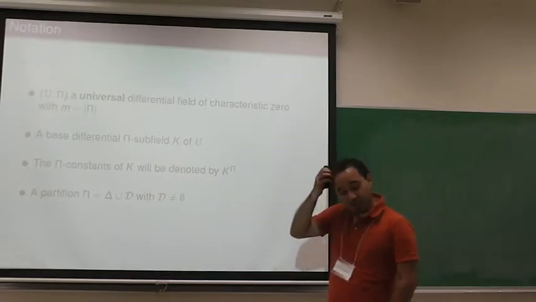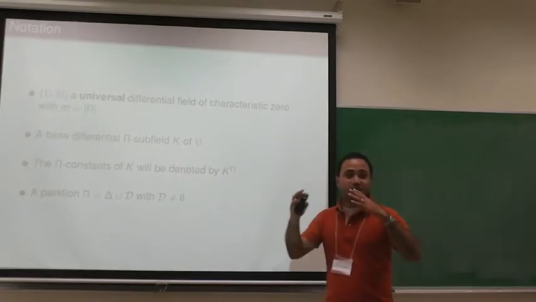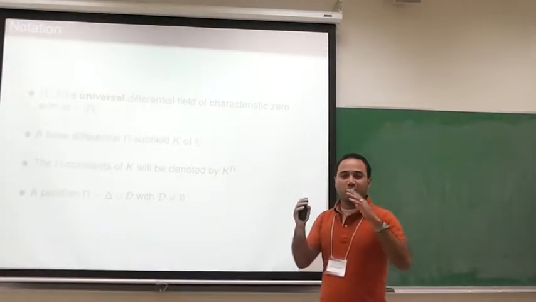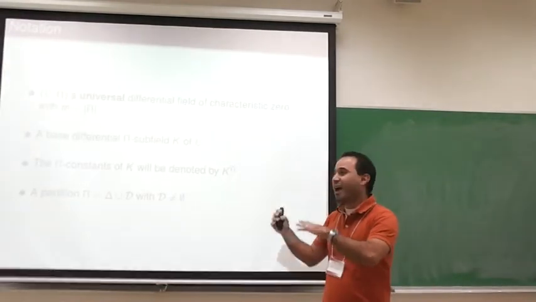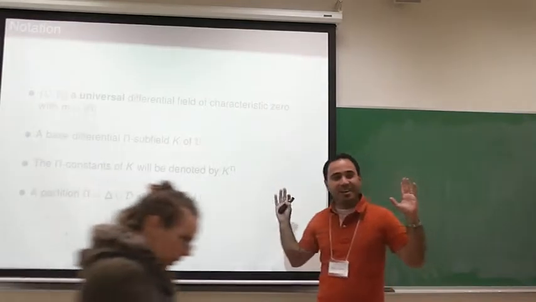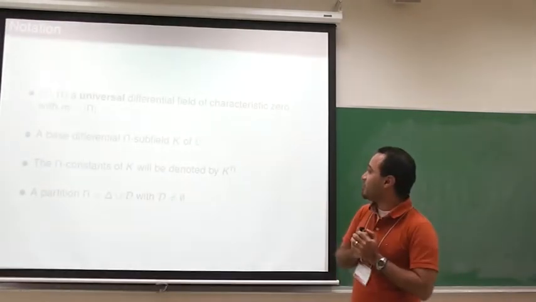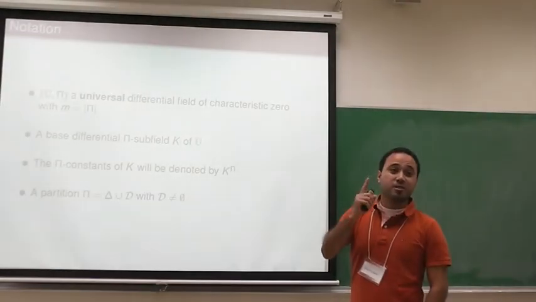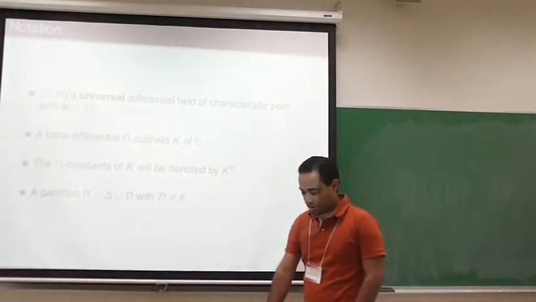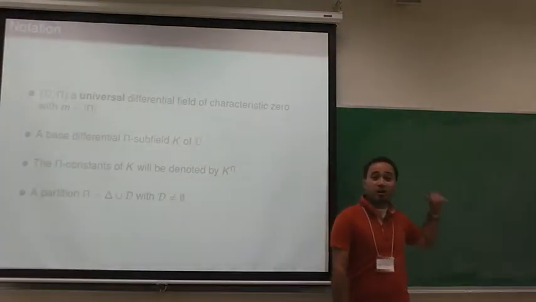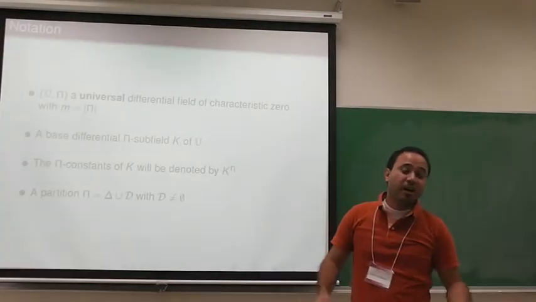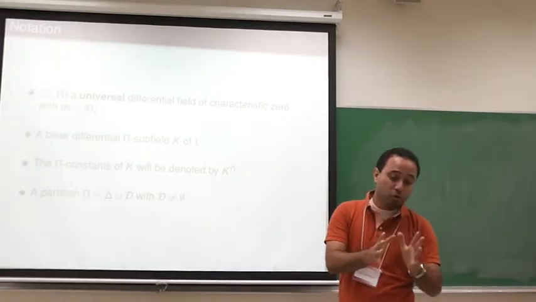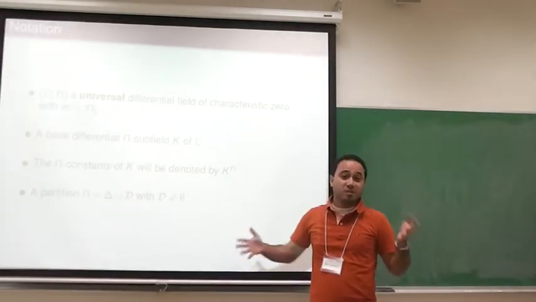Okay, so I'm going to fix the notation. Because we have parameterized Galois theory, you want to partition your derivations into two sets. Some people use delta for some of them, for pi. I want to call pi the full set of derivations. And I'm going to be working inside a universal differential field. People have seen this before. It's just more or less what James was doing around here, where I'm just going to fix some differential field, and everything I talk about is going to live inside there. All my differential varieties, differential algebraic groups, are going to be sitting inside this differential field.